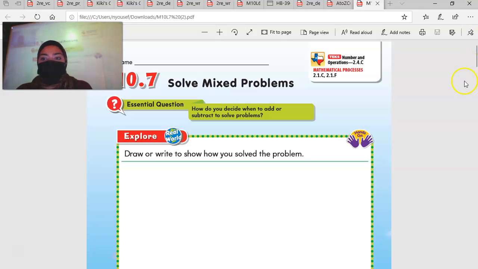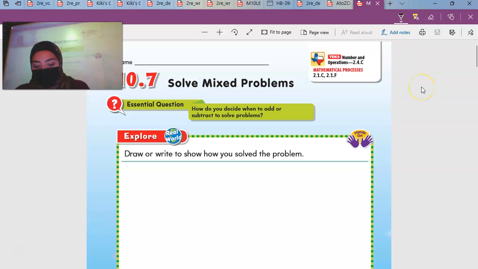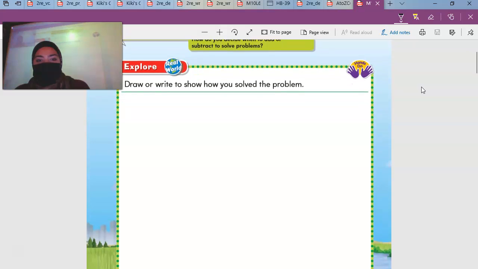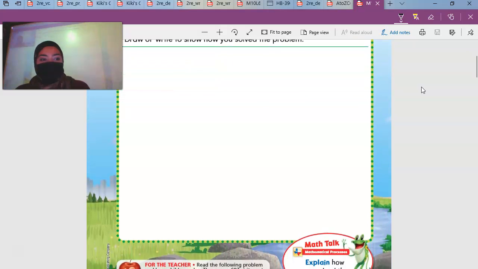Okay, here's your lesson 10.7. Let's go ahead and get started. We are solving mixed problems today. So we have to decide if we're going to add or subtract by looking for the keywords in the problem.